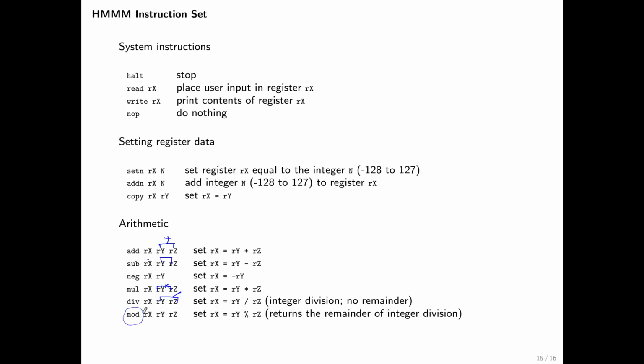Mod is what you use to calculate the remainder of ry and rz. So for example, let's say you have mod r3, r2, r1, and if these registers have the values, let's say 11 and 3, what is going to be in r3? Well, it is the remainder of 11 and 3, which is simply 2. All right.